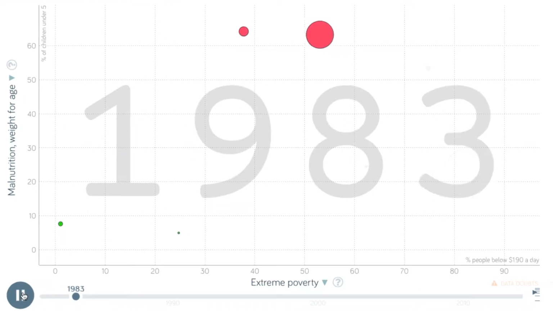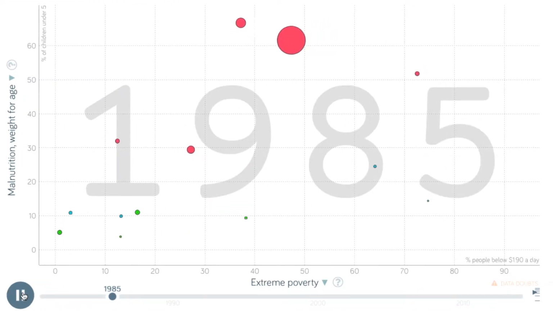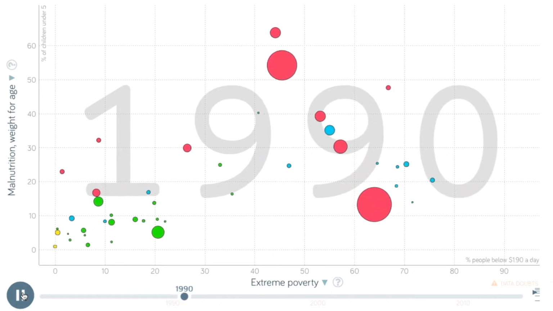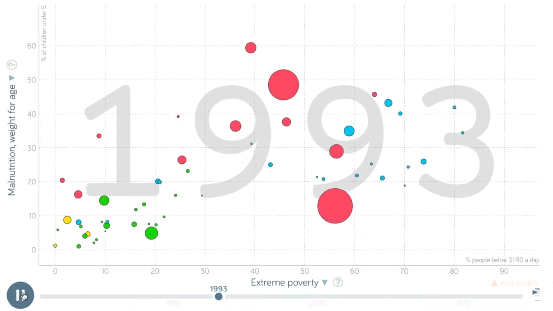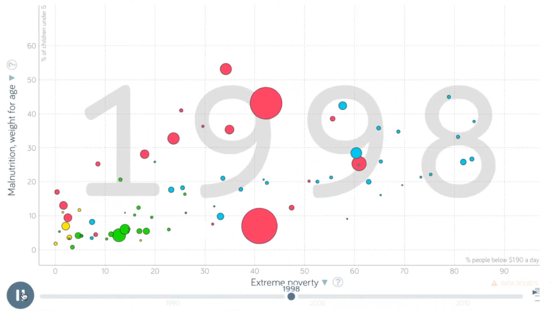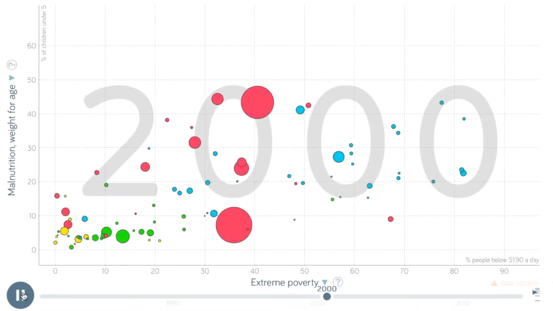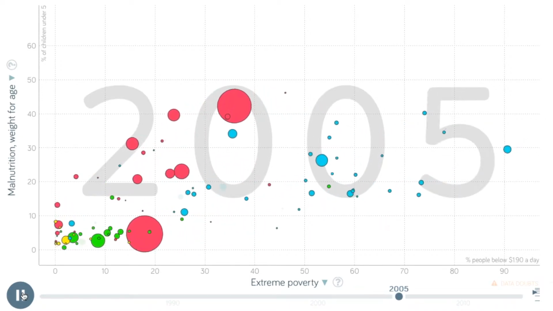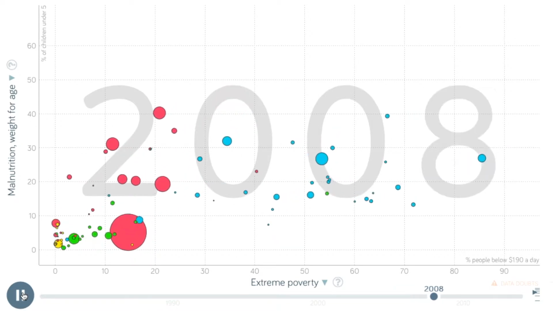Additionally, to see this information a slightly different way, we can look at the graph of extreme poverty versus malnutrition in children under the age of 5. Here, the graph shows the x-axis as the percentage of the population living on less than $1.90 a day. Now, however, there is a positive correlation. As extreme poverty increases, so does malnutrition, and vice versa.